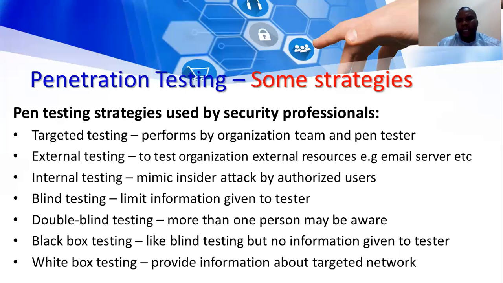Another one is external testing, and this involves testing the organization's external resources. Maybe there are external resources like an email server or a domain name server. You want to test them to see if they are vulnerable. These are organization resources that reside on external infrastructure, so you can test them for vulnerabilities. This is an example of what we call external pen testing.